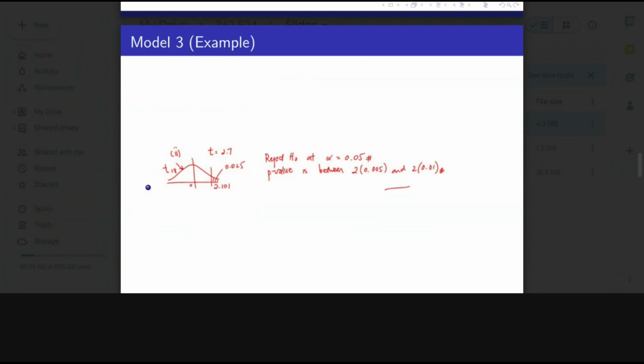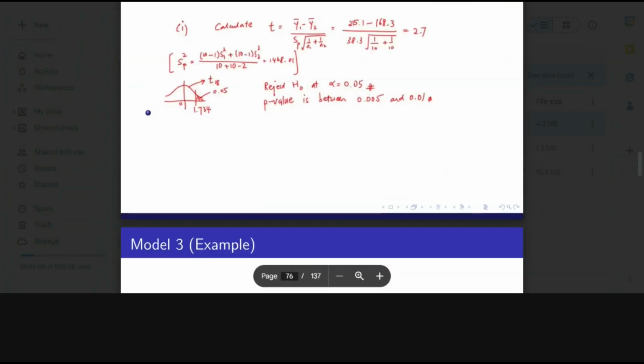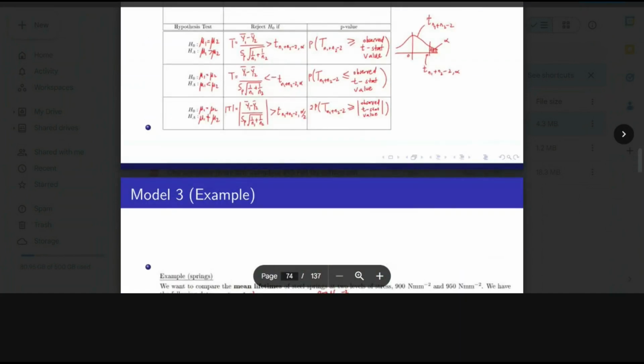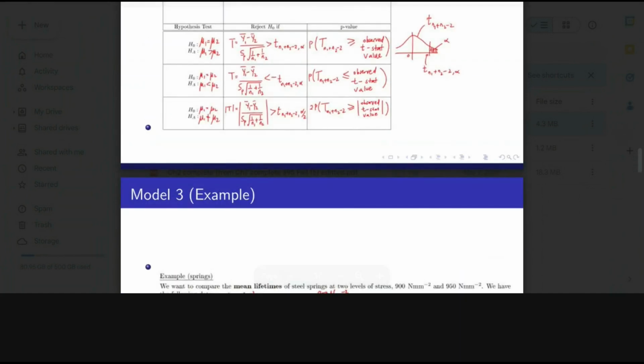Anyone know why the p-value is between twice this and twice that? We didn't have to change this part. You know why? Haven't we established that at 2.7, the area after 2.7 is between this and this? Now you must say you multiply by 2, because when you do a p-value for a two-sided test, it is the area on the right side plus the area on the left side. If you look at my slides here, see? When you do a p-value for a two-sided test, it's twice the area of both sides. Right?